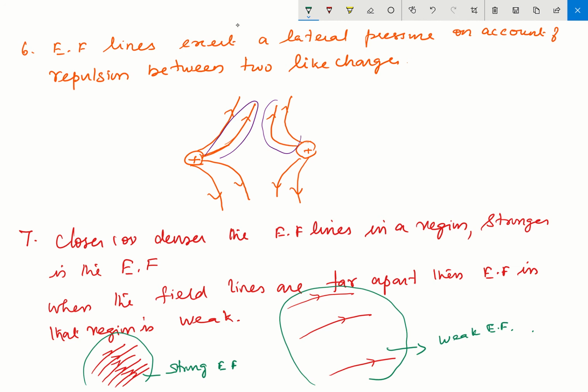Are you following? If you want the electric field intensity at this point, take one unit area around that point, and see how many field lines are crossing normally. It is a surface now. Here is a point, and take a unit area around that point. How many field lines are crossing normally per unit area taken around that point gives you the electric field intensity at this point. So you can define electric field intensity in terms of electric field lines also. Got it?